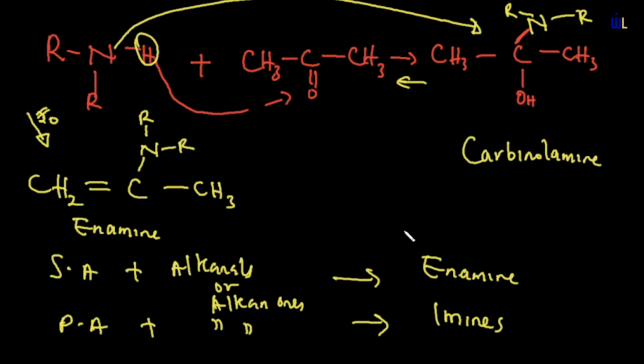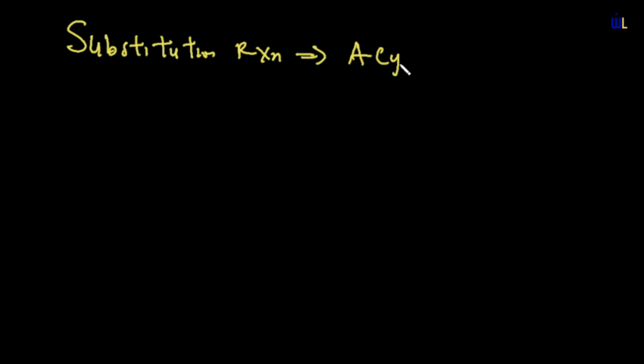So we get to the next type of reaction that occurs in amines, and that is your substitution reaction. Now, in the substitution reaction, there are two major reactions with respect to substitution of your amines. The first one is the acylation reaction. The acylation reaction is basically a reaction between an acyl chloride and an amine.